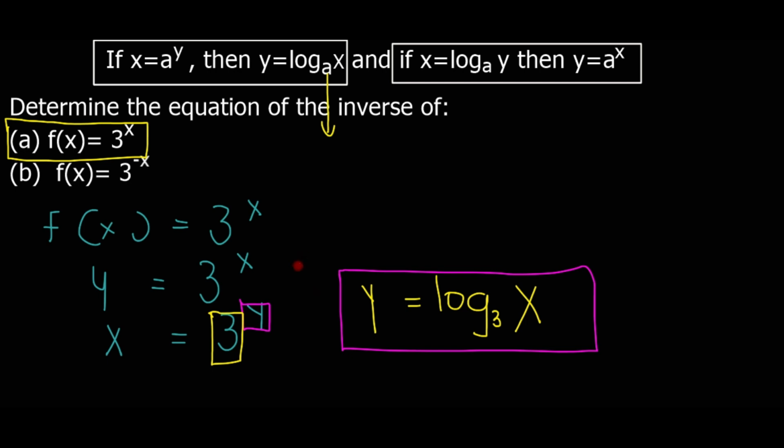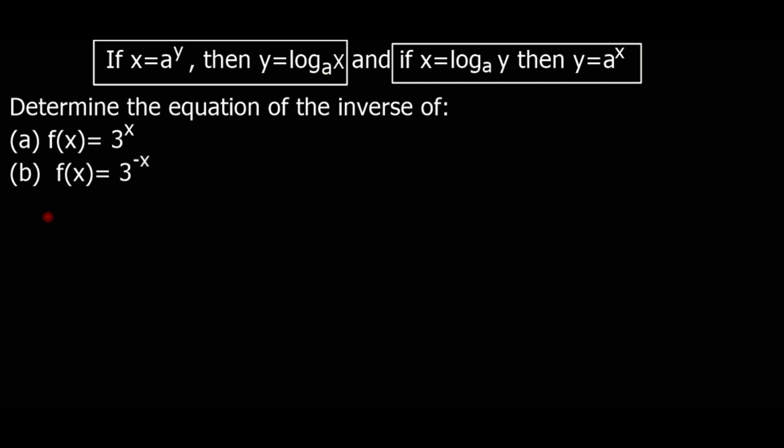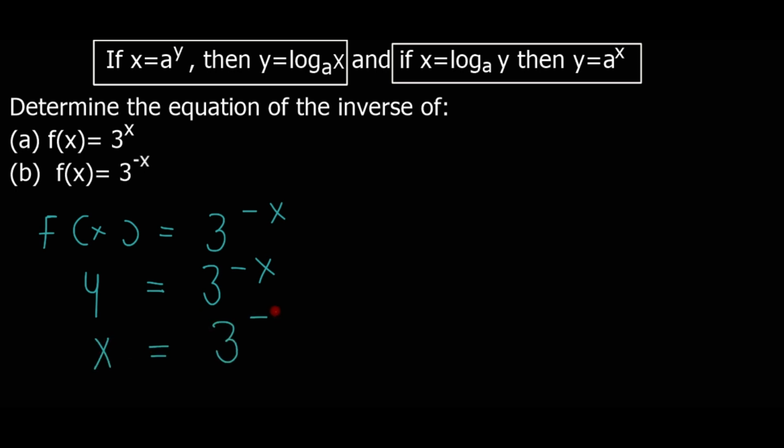Let's look at part B. We'll do the same thing. For part B, we have f(x) equals 3 to the exponent negative x. We have y equals 3 to the exponent negative x. From there, we interchange x and y. And then now we apply logarithms. We take this exponent as the subject. So we get negative y equals log base 3 of x.